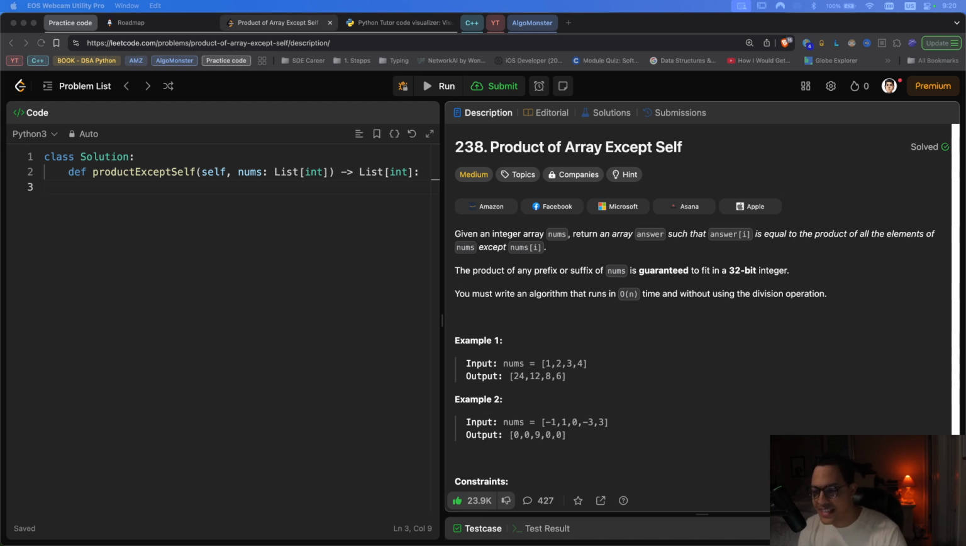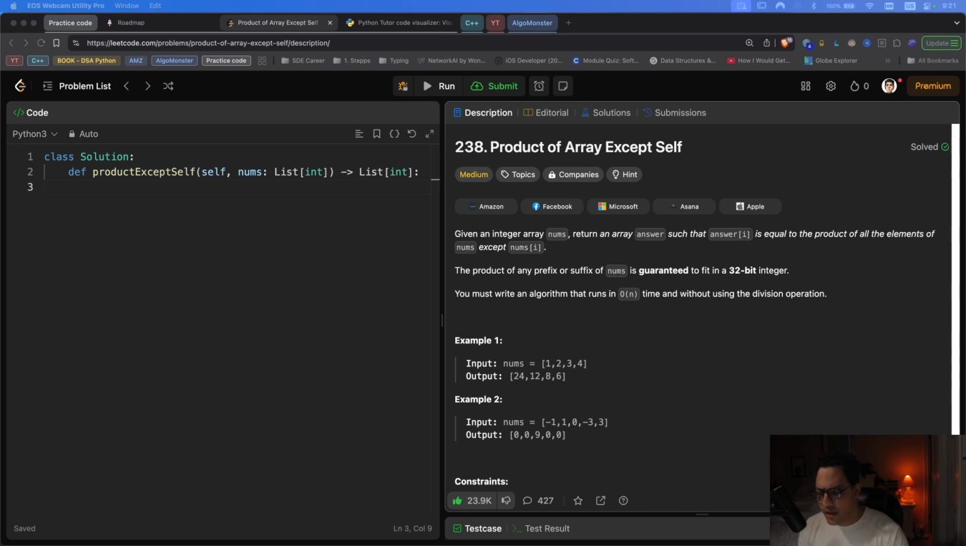The problem says, given an integer array nums, return an array answer such that answer at that index is equal to the product of all the elements of nums except nums at that index. The product of any prefix or suffix of nums is guaranteed to fit in a 32-bit integer. That's interesting. You must write an algorithm that runs in linear time and without using the division operation.